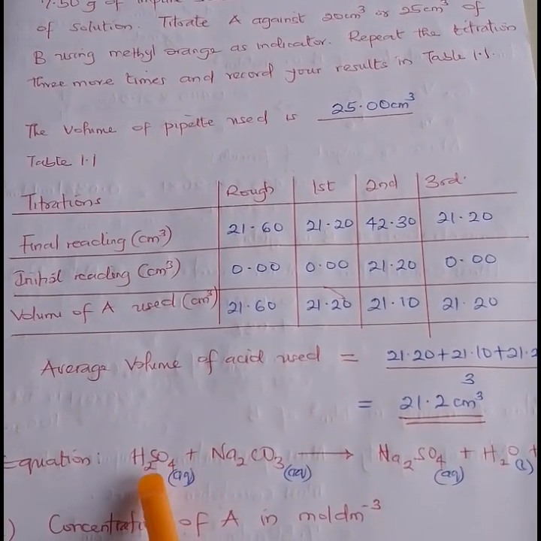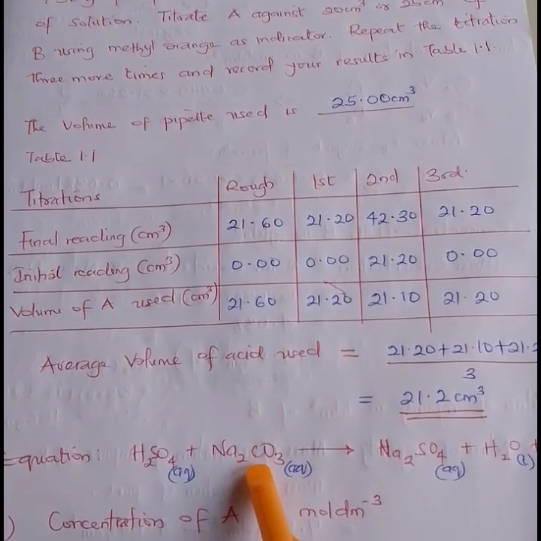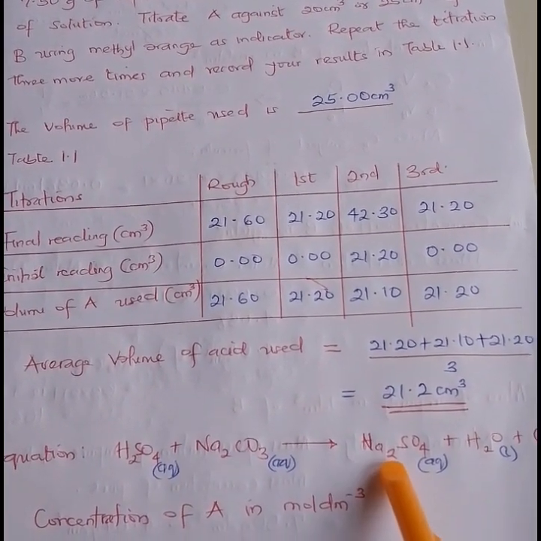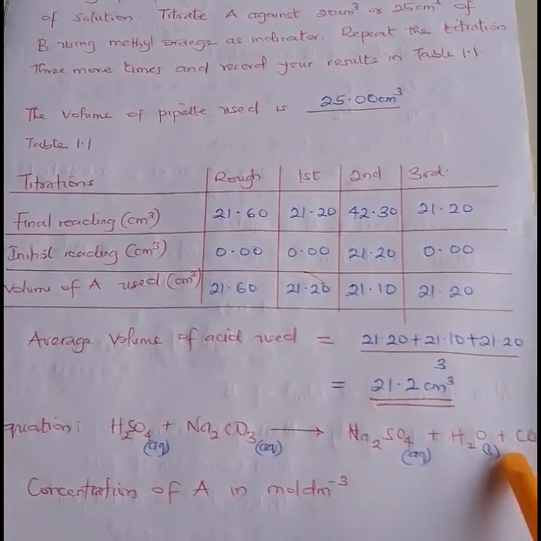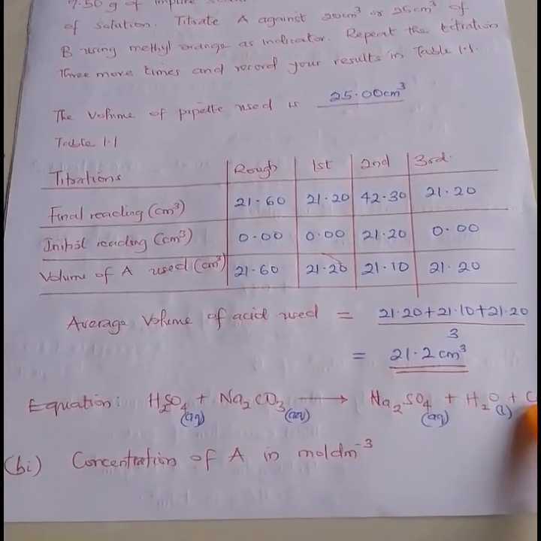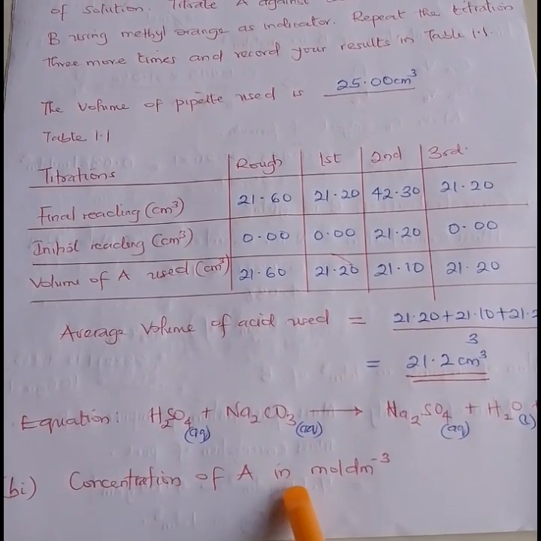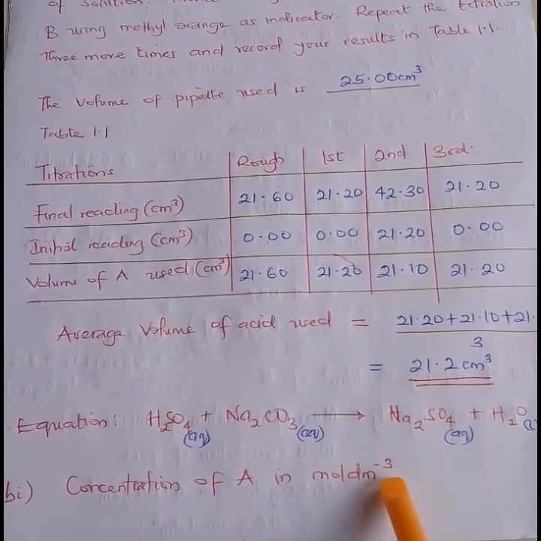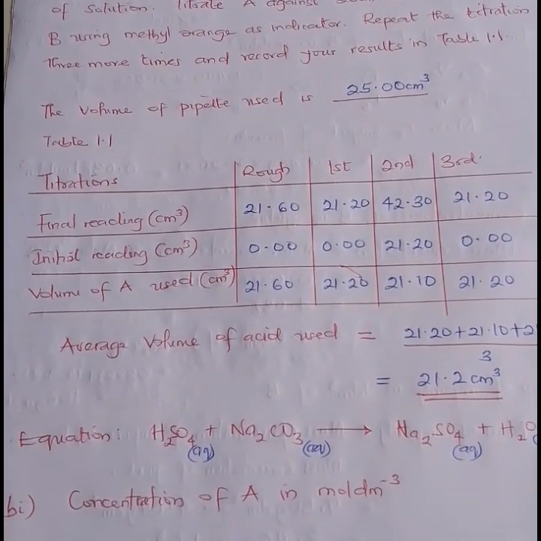Now from the reaction equation, H2SO4 is reacting with sodium carbonate to give us sodium sulfate plus water plus CO2. CO2 is released as the gas. So the question says calculate the concentration of A in mole per dm cube.